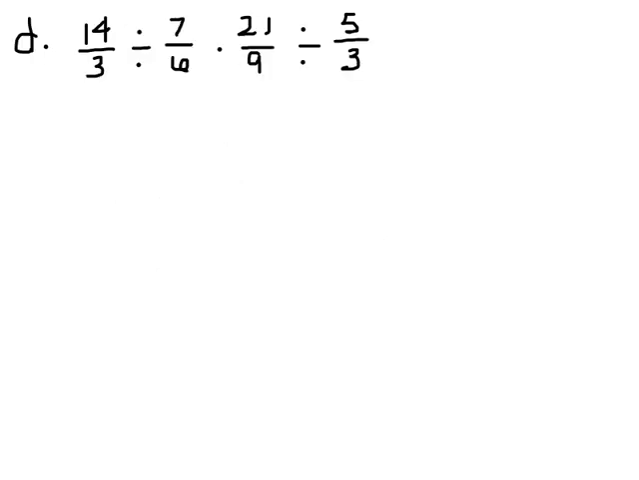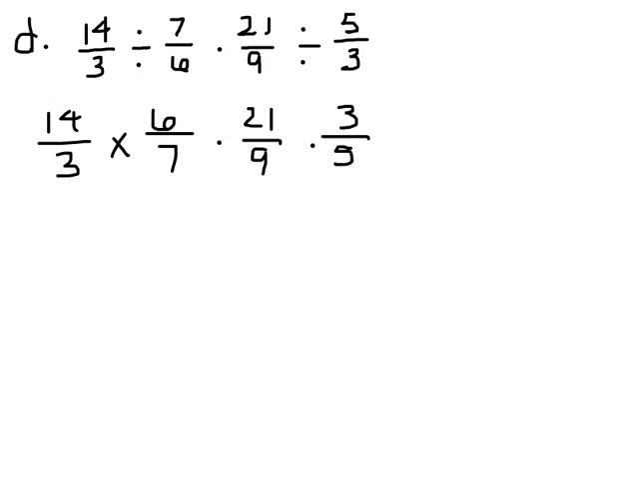Wow, we've got a lot here. So 14 over 3, we're going to change the sign and flip this fraction, times 21 over 9, times, flip this fraction, 3 over 5. Let me go back and keep everything uniform here. Make that a little dot for times.